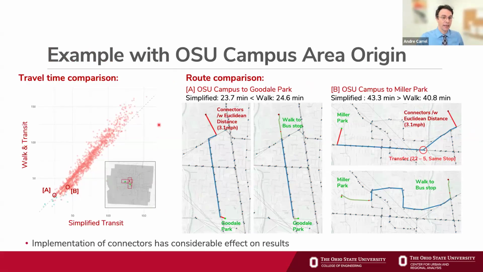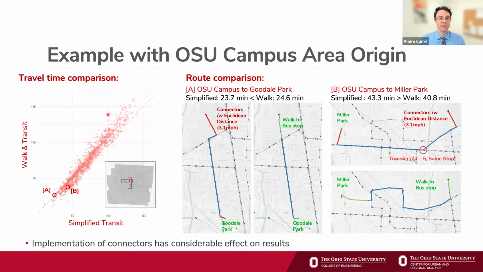County. And on the left-hand side here, the scatter plot, we can see on the horizontal axis, we have travel time with a simplified transit representation versus integrated walk and transit travel time on the vertical axis. So in the scatter plot, you can see a 45-degree line, right? This is where the two would match perfectly.